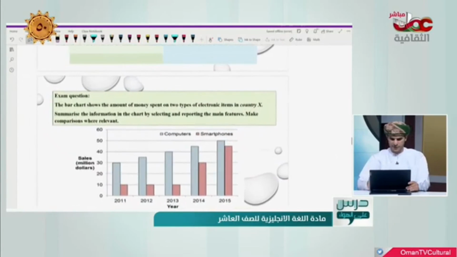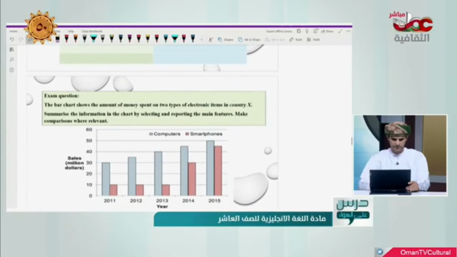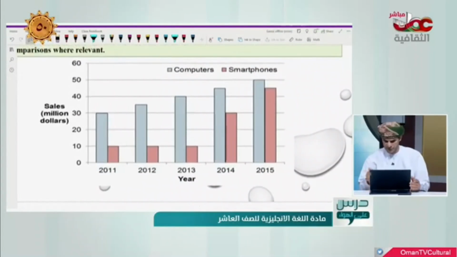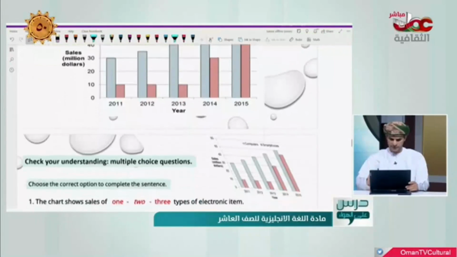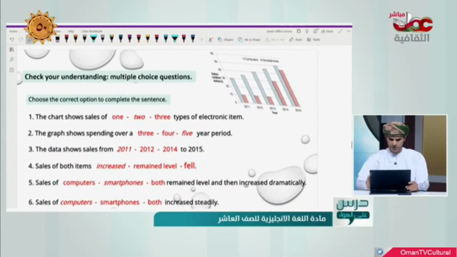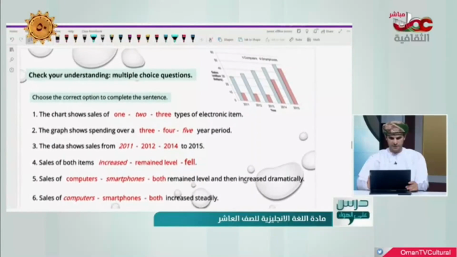You got a question like this one. The bar chart shows the amount of money spent on two types of electronic items in a country like Oman, for example. Summarize the information in the chart by selecting and reporting the main features. Make comparisons when it's needed. We'll get the chart here. Now, let's check our understanding of this chart.